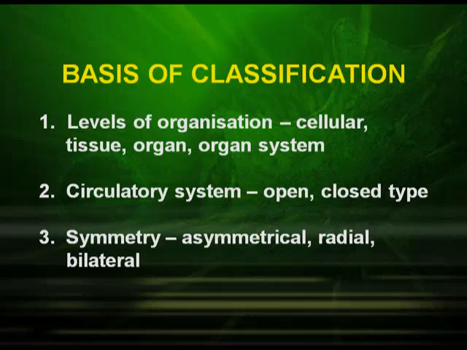Symmetry is another basis of classification. They may be asymmetrical, radial, or bilateral. Asymmetrical organisms cannot be divided into two equal halves. In case of radial symmetry, the organism can be divided into two equal halves if the plane passes through the central axis. In case of bilateral symmetry, which is found in annelida and arthropoda, the organism can be divided into two equal halves in only one plane.